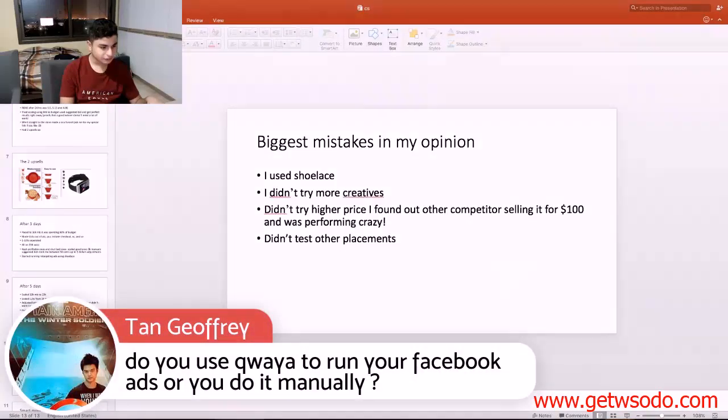Do you use any hacks to run your Facebook ads, or do you do it manually? No, manually. When you combined the best countries, what was the audience size? I think it was 40 million, 30 million. Yeah, I think it was 35 million. I used two creatives throughout my campaign.